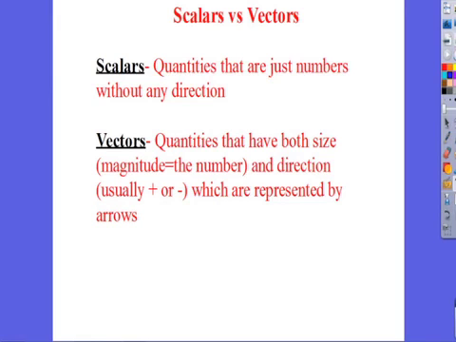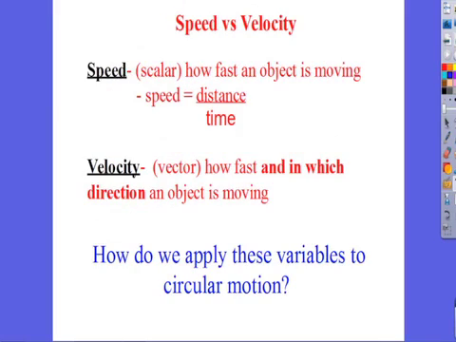We are going to focus in on two specific quantities, one scalar and one vector, to start out the section on circular motion. We're going to start with speed and velocity. Speed is a scalar term. It's how fast an object is moving. We should recall that speed is measured in meters per second, which means it is an indication of how much distance is covered per unit of time. So if I want an equation for speed, it's distance divided by time.